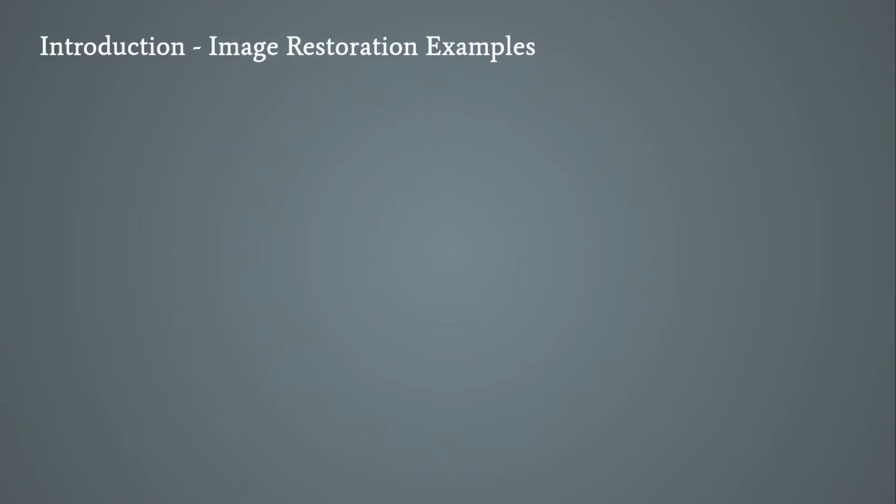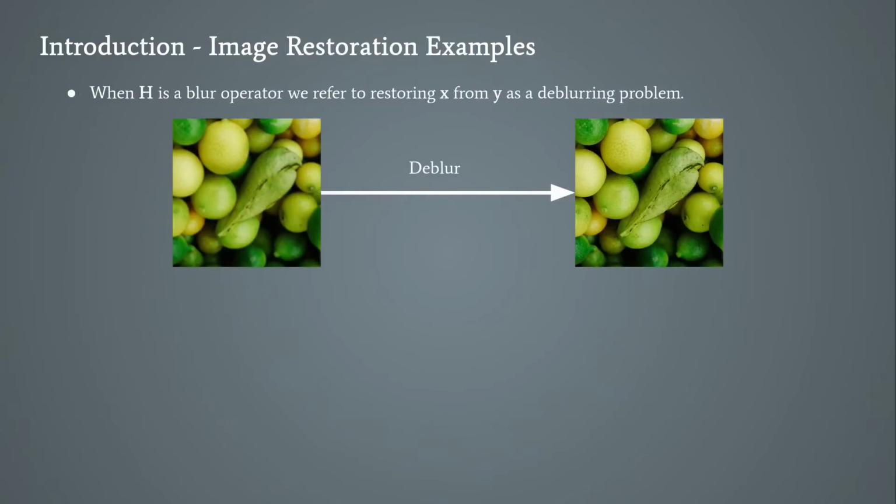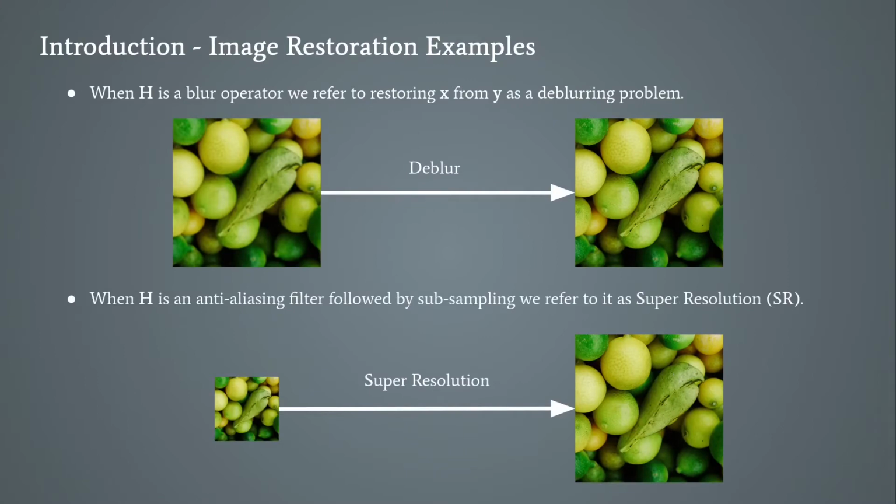For example, when the operator H is a blur operator, the inverse problem is referred to as deblurring. When H is an anti-aliasing filter followed by subsampling, the problem is referred to as super-resolution.